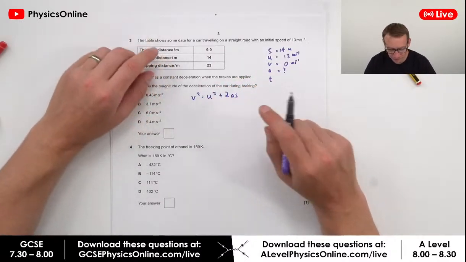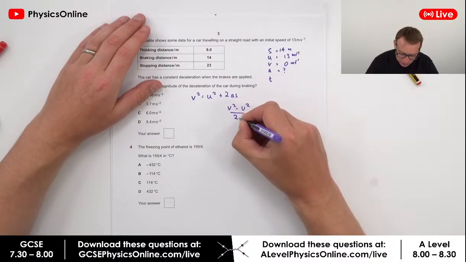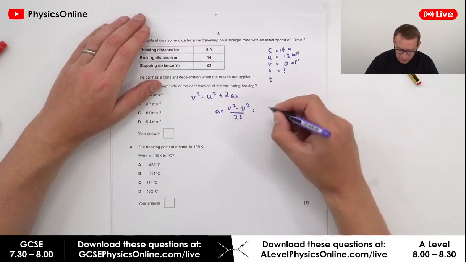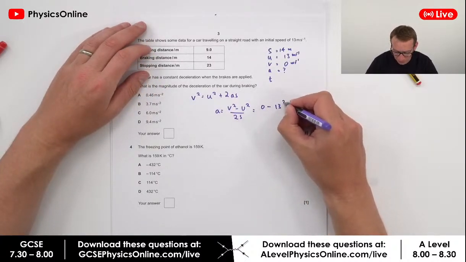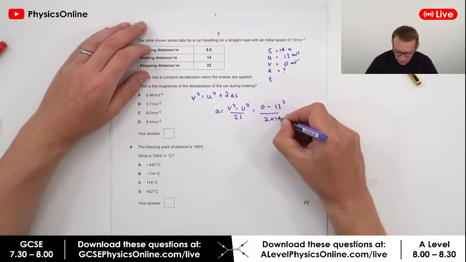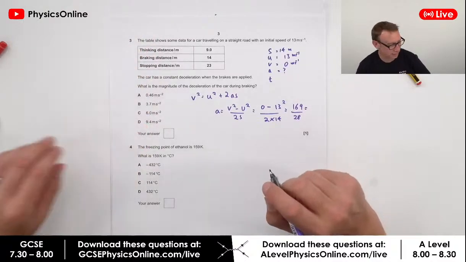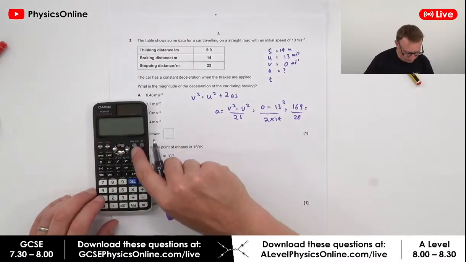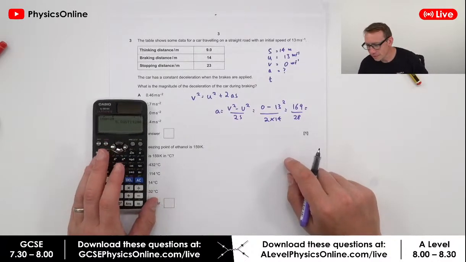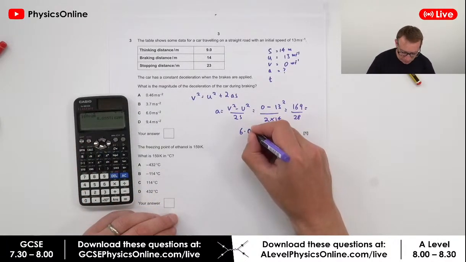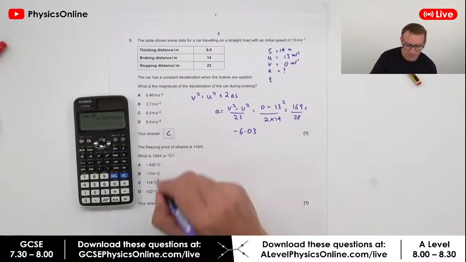We want to find the a, so v squared minus u squared over 2s is equal to a. Just going to put the numbers in: 0 minus 13 squared over 2 times 14, so that's 169 over 28, which is 6.03, and therefore 6.03 or minus 6.03, and that means the answer is going to be C.